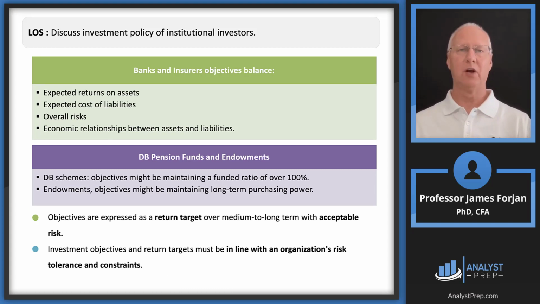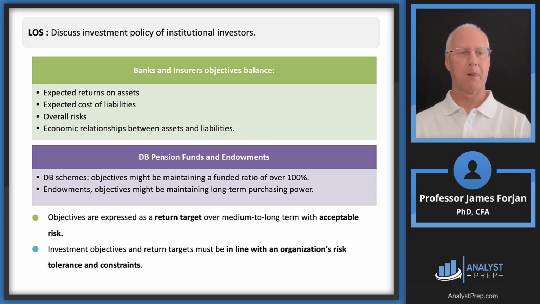Now, let's go ahead and quickly go through banks and insurance and some pension funds, which have unique characteristics in the policy statement. Expected return on assets, expected cost of liabilities. So that's liability-driven investment. That's the asset management function that's so important for banks and insurance companies. And so look at that fourth bullet point there. We need to be aware of the economic relationship between assets and liabilities.